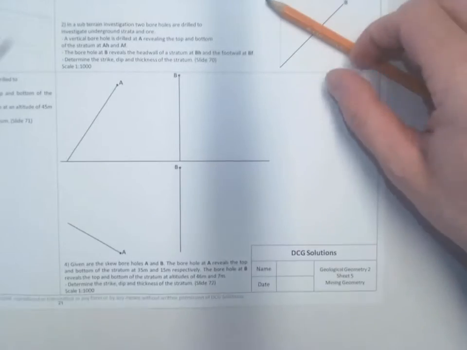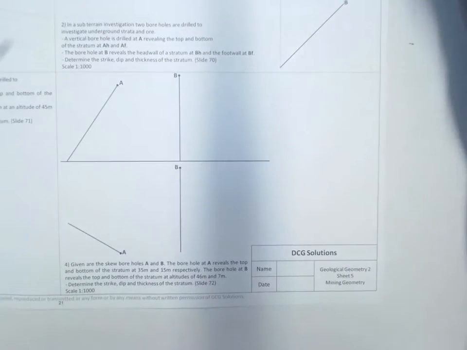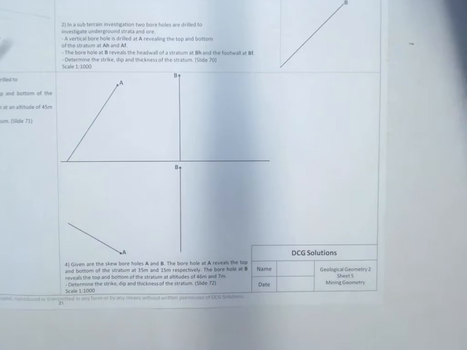So this video will take us through page 21 and question 4. It's a little bit different because we have two bore holes, skew. So what we'll do is we'll read the question first and then we'll take you through answering it.